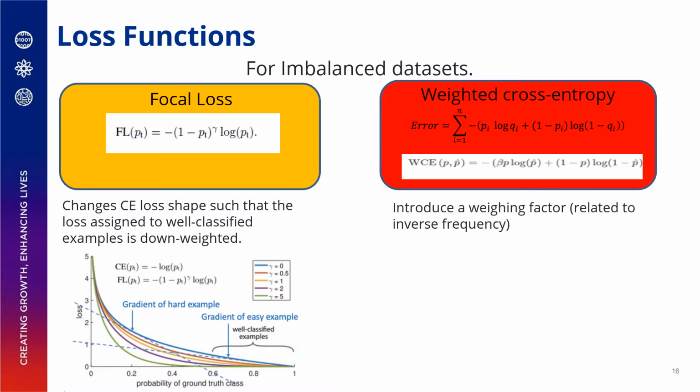Another way would be to use weighted cross entropy. Essentially, classes with less foreground, let's say, you would assign a higher weight, so you can get an equivalent balance between different classes.